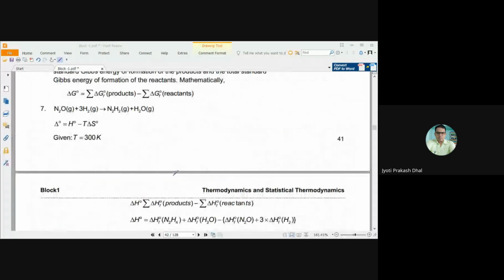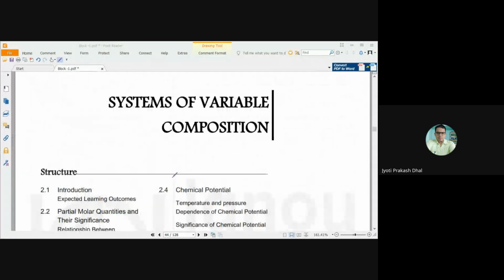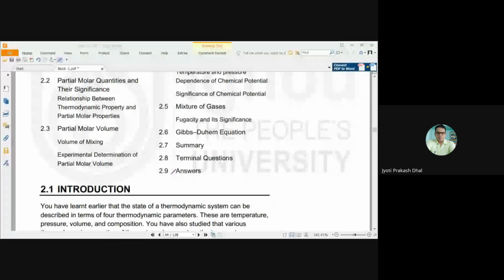Now coming to the next part. The next part is system of variable composition. I think in the last examination all the 11 marks questions were from the first part, and no questions were there from the second part.